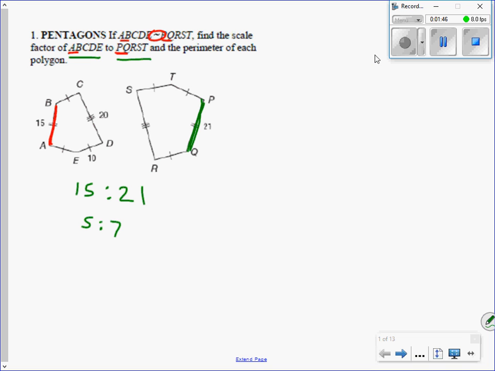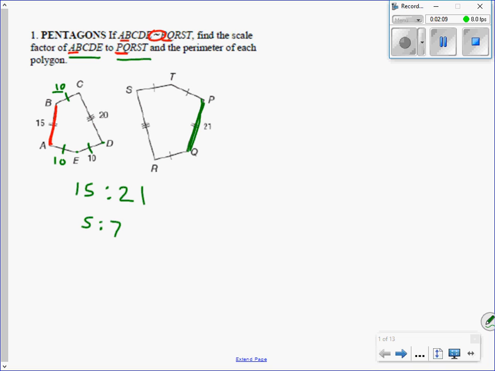So then we need to find the perimeter. We're missing some pieces on the first one and the second one, but we have a hint. Those three sides are all congruent. That little dash means they are congruent. So if ED is 10, so are these.